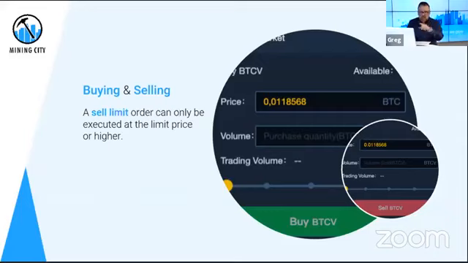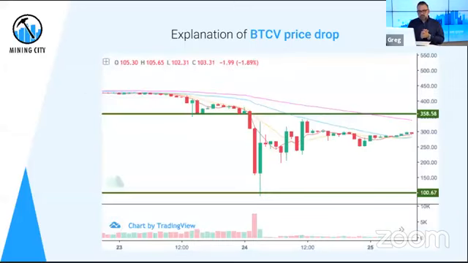Now, look at the example on the screen. It shows a buy limit order of BTCV using BTC only if BTCV to BTC price reaches 0.01185868. Nice number. This means that the trade can only happen once the cryptocurrency value reaches the limit price. Okay, so now that we understand the basics of the tools that the traders have at their disposal, we can finally discuss why BTCV price dropped on the 24th of August this year.